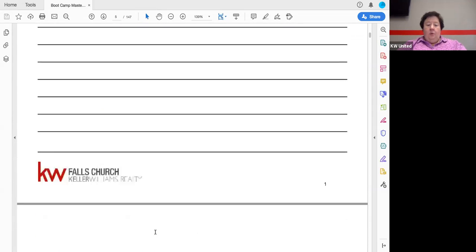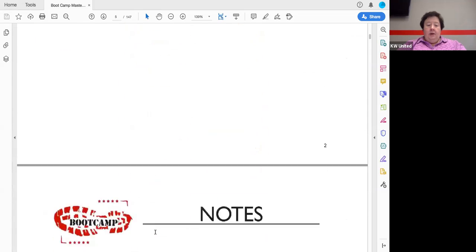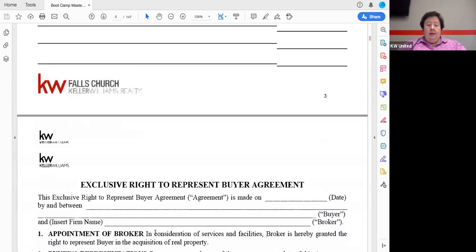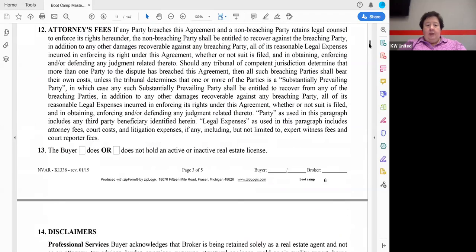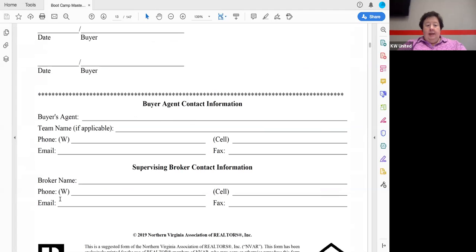So that's what you want to go on to page 1 right here, okay? Now, at the very end of the document, the very last page, below the line is where you want to put Shannon's email address. But what's happening in DocuSign is that it brings over the KW Falls Church, Kingstown, and Fredericksburg.